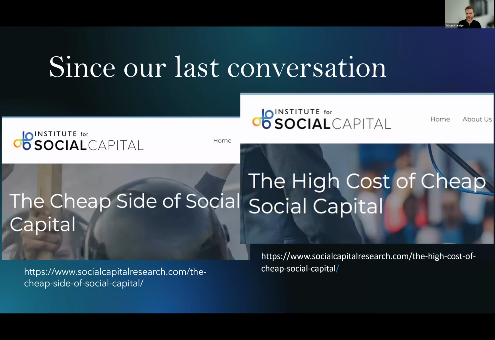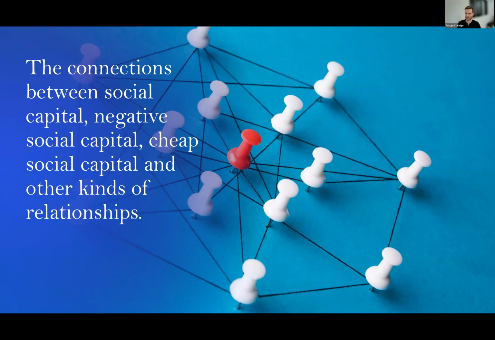Right. So let's talk about where we came from originally. We had a webinar in 2021 talking about the high costs of cheap social capital. And since then, you've developed the ideas quite significantly. We've had regular discussions about it as well. You've published these two papers, the cheap side of social capital and the high cost of cheap social capital, which are both published on the Institute for Social Capital website and are freely available for anyone to access. And in those articles, you really dug into these ideas and explored them in a systematic way and provided lots of really fantastic examples of what cheap social capital is, and distinguishing between these different types. So I thought a good place to start would be to explore the differences or the connections between cheap social capital, negative social capital, and other kinds of relationships.